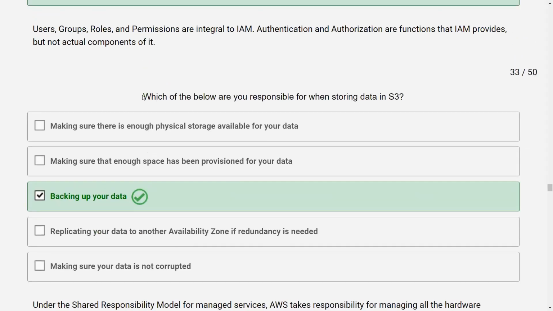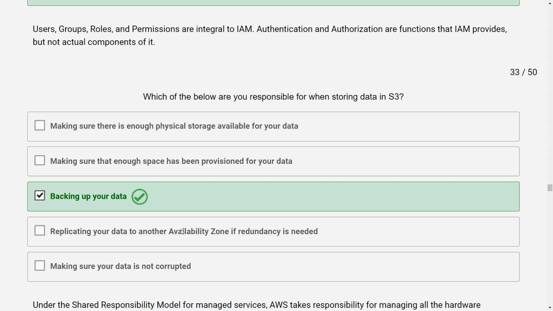And 33 too. So 33, enough physical storage. As far as it's physical storage, that's for AWS. And then making sure there is enough space provisioned for your data. We know that with S3 you can store unlimited data, so space is not the issue. And then replicating your data to another availability zone if redundancy is needed. S3 is automatically replicated across regions. It's a global service, so you don't actually need multi-AZ. That is done as far as the service itself is concerned.